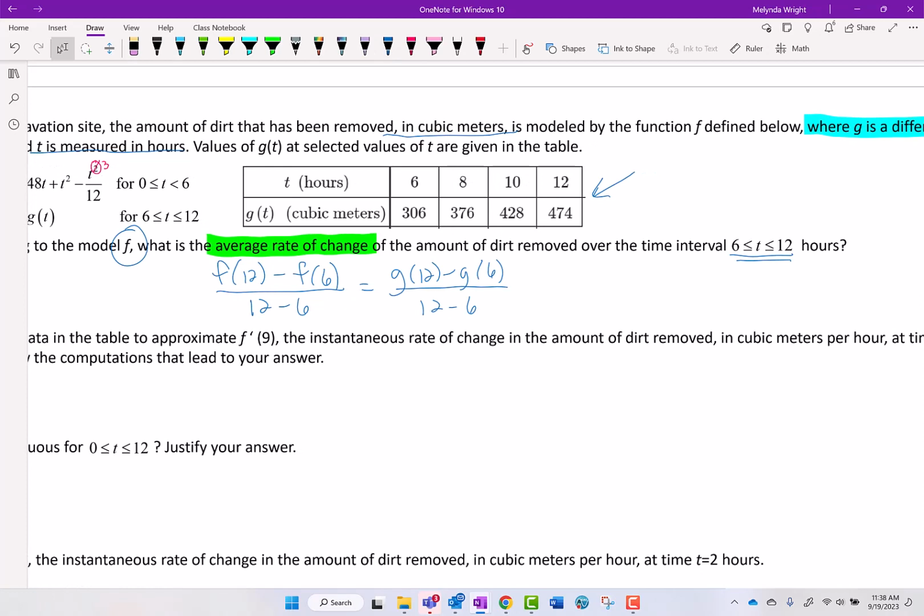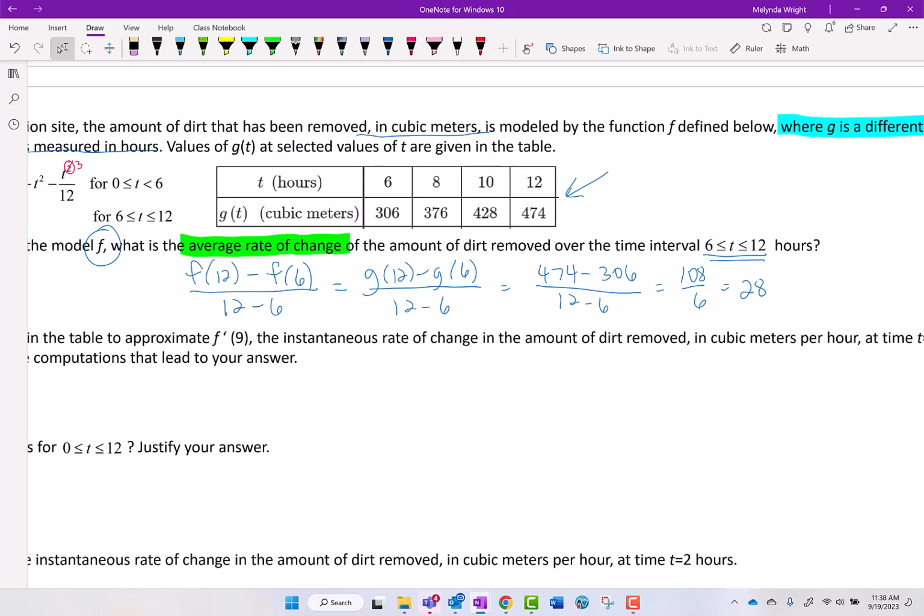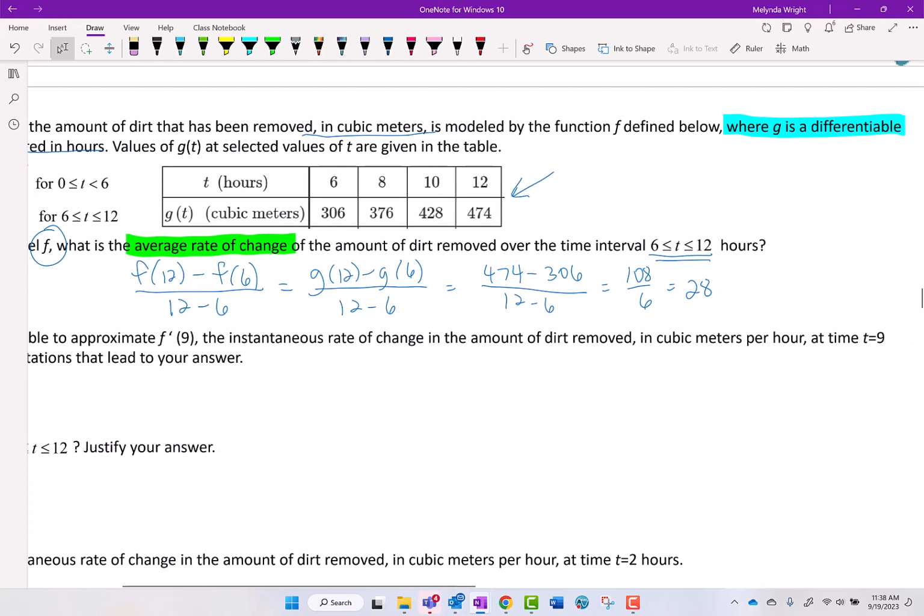And this is going to be the same as g of 12 is 474 minus g of 6 is 306 over 12 minus 6. And that is 108 over 6, which is 28. And let's put units with it. I know they didn't ask, but we need to do it anyway. It's cubic meters.